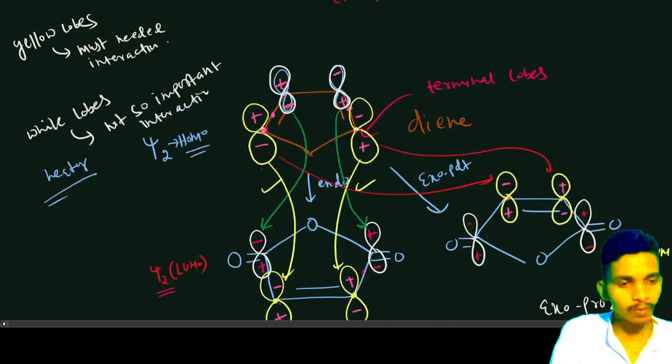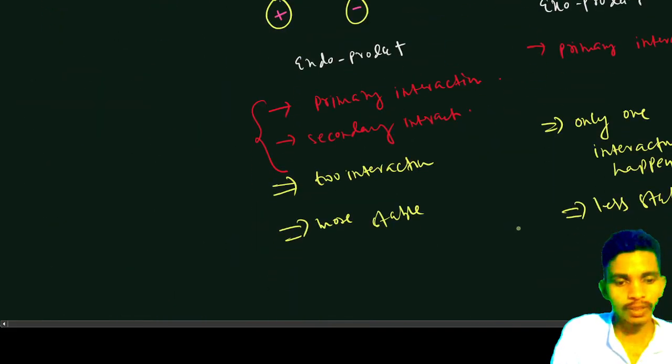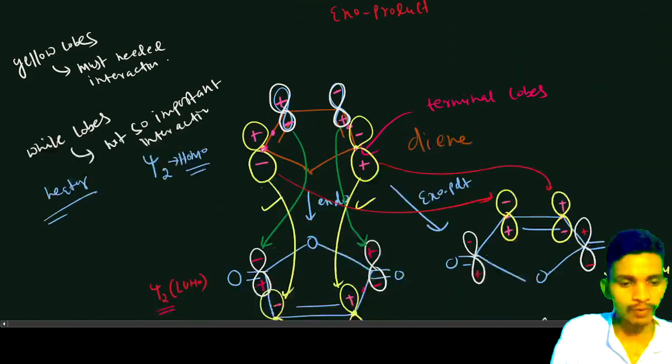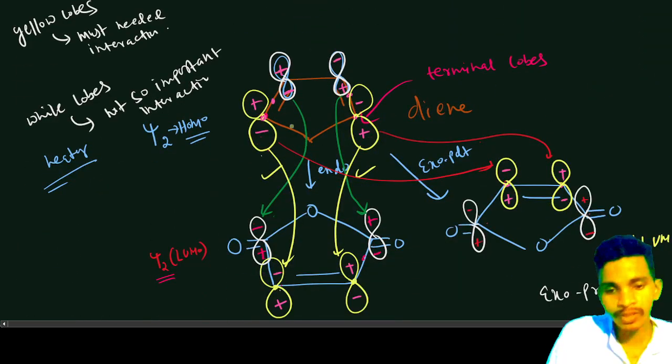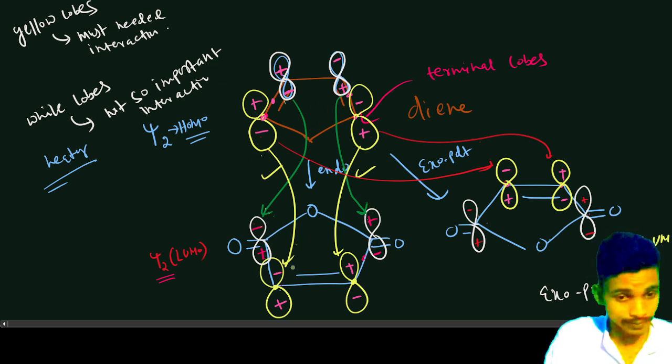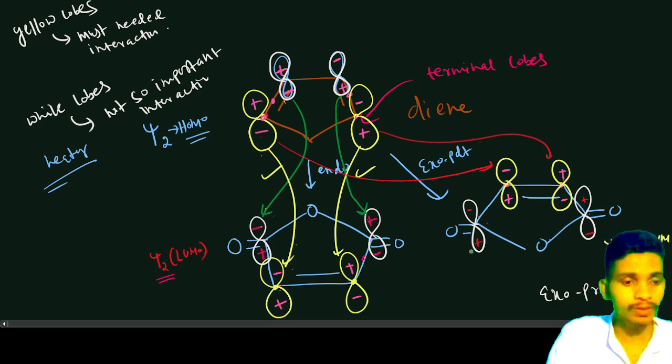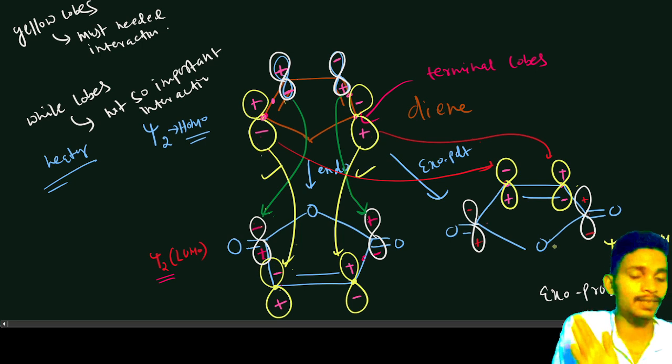Now the question is why here one interaction, why here two interactions? So that you don't get confused, what we say is that here we see that before going to the primary interaction, a secondary interaction is available. So it will do the secondary interaction, then it will go to the primary interaction. But for the case of the exo product, firstly it is getting the primary interaction. So if the bond has already formed, then it will not go to the secondary interaction. That's why here only one interaction will happen.